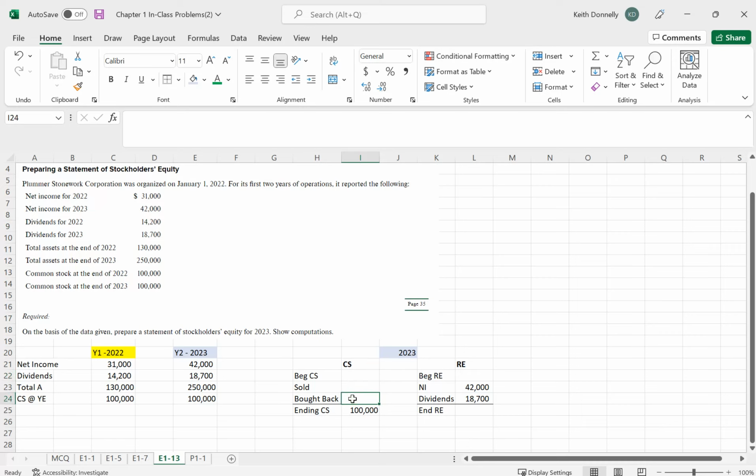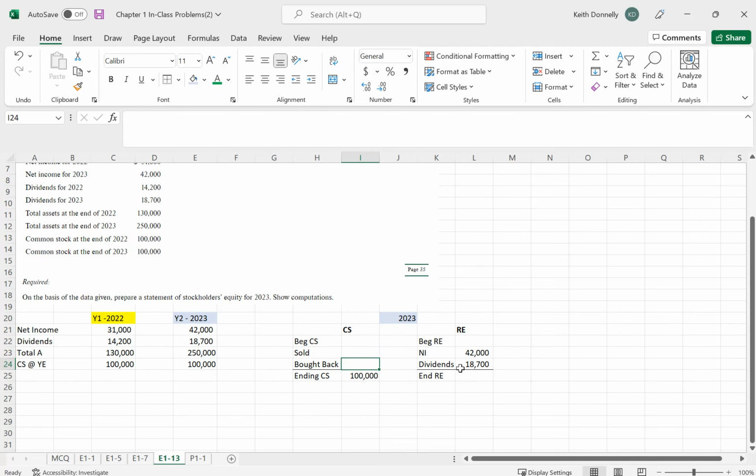And then let's see what else here. Sold, bought back. Okay, now we're in a little bit of a bind here. We have to start thinking about things. This is just what's given that we can plug in here. So let's go back and talk a little bit about, here's an idea with accounting. Here's the idea. Last year's ending is this year's beginning.